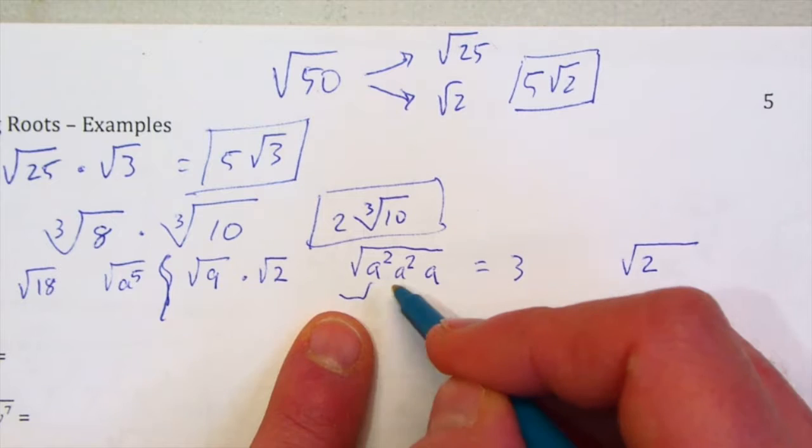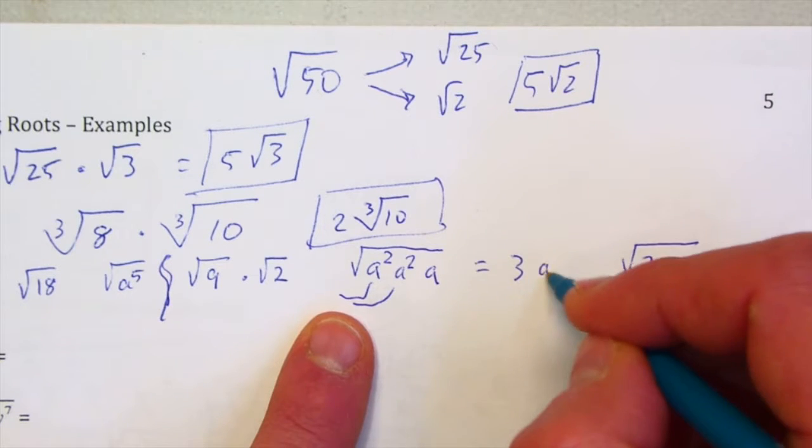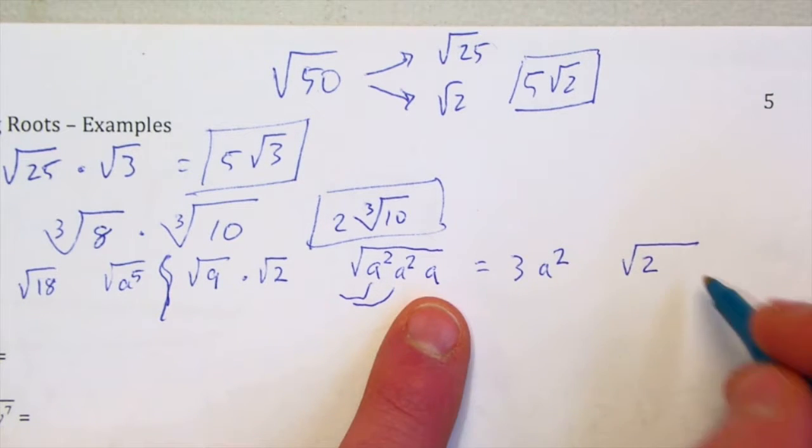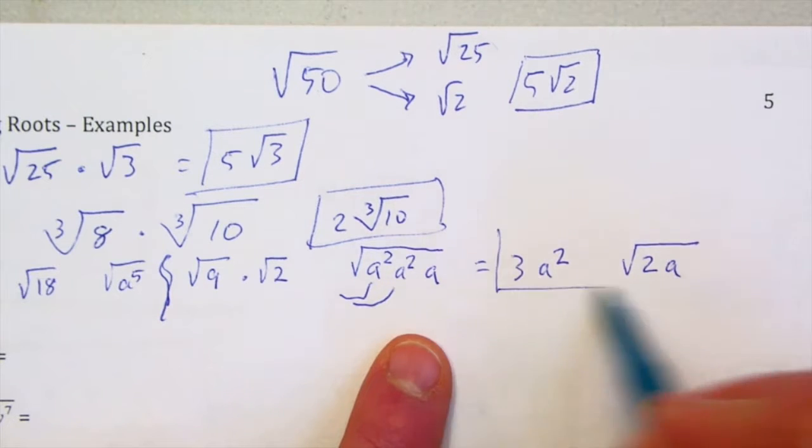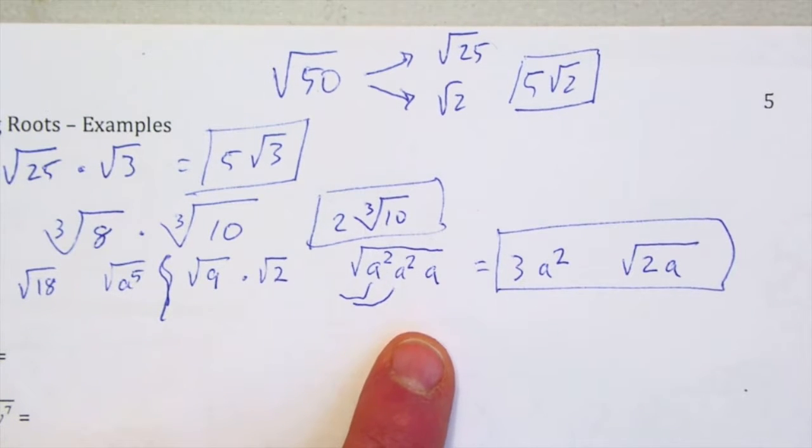There's 1 on the outside and 2 on the outside. So there's a squared on the outside and 1 left on the inside. So this is going to be my final answer: 3a squared times the square root of 2a. I got as much on the outside as I possibly can.